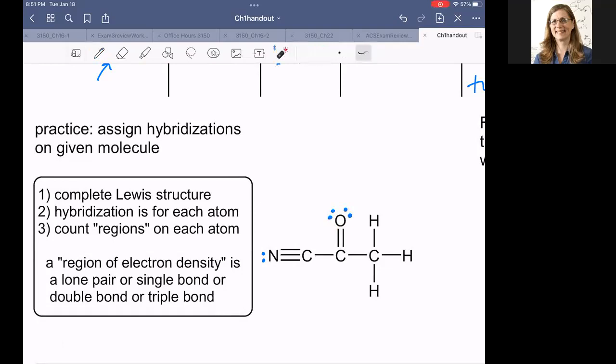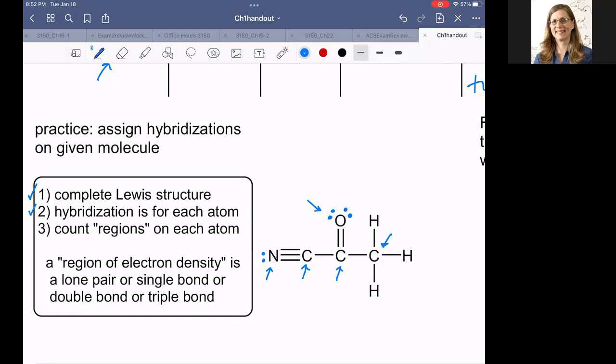And again, it's a neutral nitrogen atom: 1, 2, 3, 4, 5. If you're not sure about how I just did that formal charge math, you can go back to the Lewis structure video and review that. Okay, so first thing, I'm going to complete the Lewis structure. The next thing is that hybridization is for each atom. So we're going to look at the nitrogen and each carbon atom, and we can also look at the oxygen.